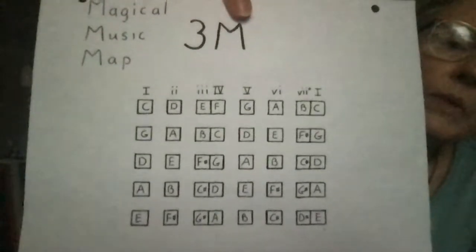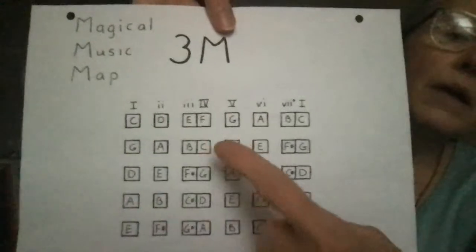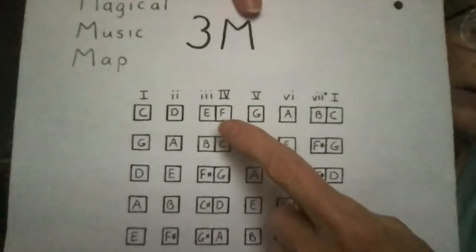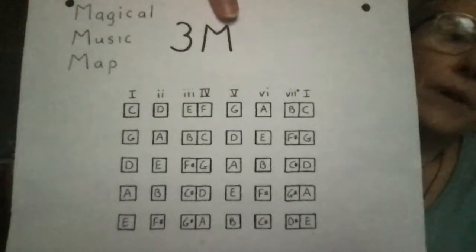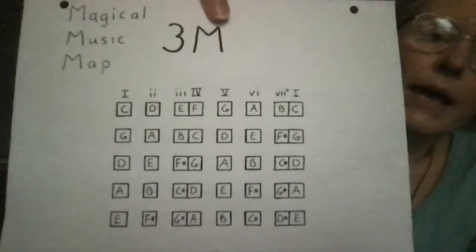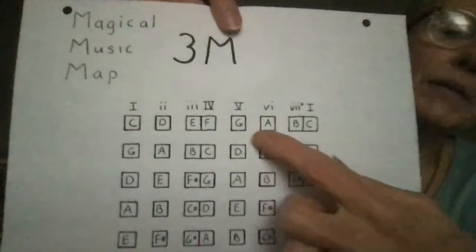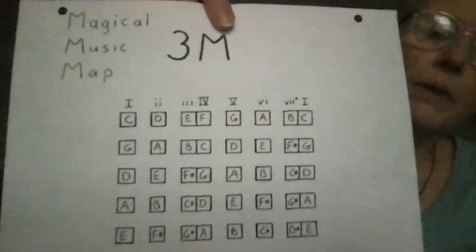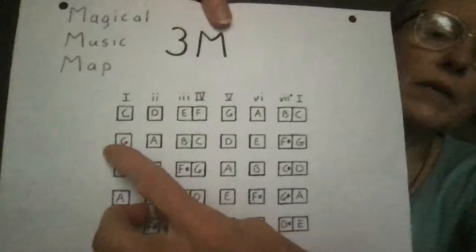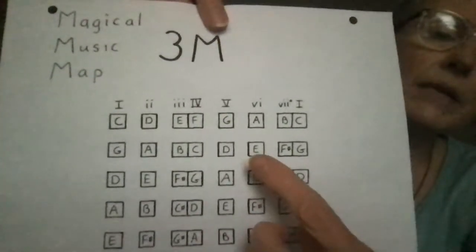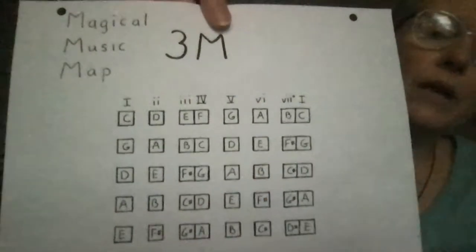Okay, so when we're playing a song in the key of C, we play a C chord, we call that a 1 chord. When we play the F chord, we call it a 4 chord. When we play the 5 chord, a G, we call it a 5 chord. And if we're in the key of C and we play the 6 chord, we call that the relative minor. That's true for all the keys. So in the key of G, E is the relative minor. In the key of D, B is the relative minor.